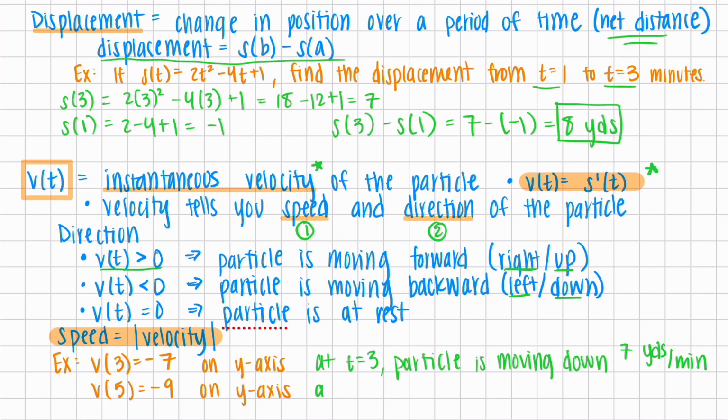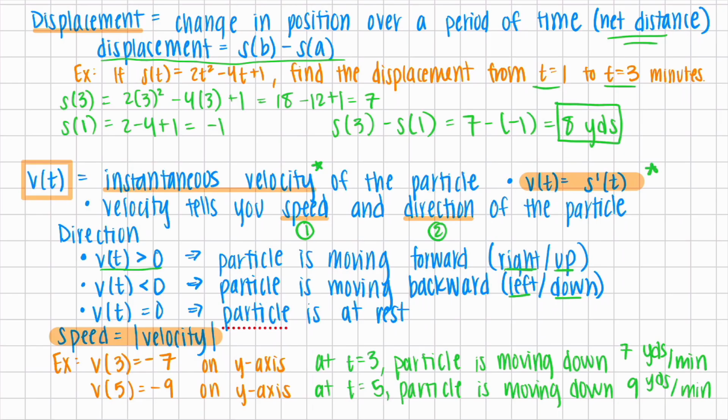For the second one, I'm going to say at t equals 5, the particle is moving down 9 yards per minute. So same thing. The 5 is my time, so at 5 minutes, the particle is moving down. I know that because my velocity is negative. The absolute value of negative 9 is 9, so my speed is 9 yards per minute.